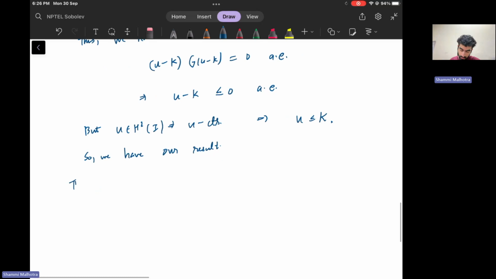So the lower bound follows similarly. One can calculate the lower bound as well by replacing u with minus u, and that will help you to prove the lower bound.